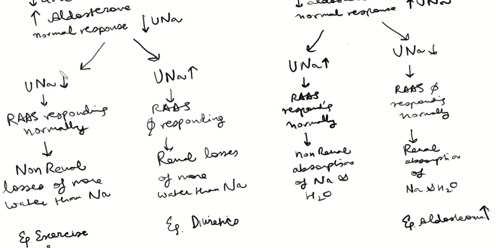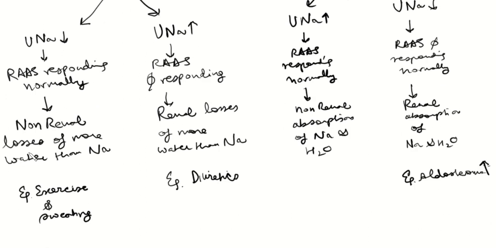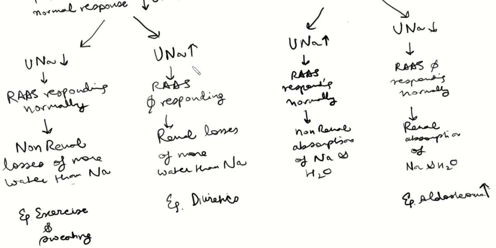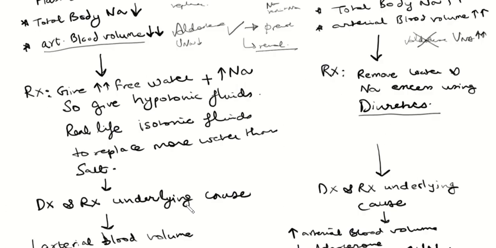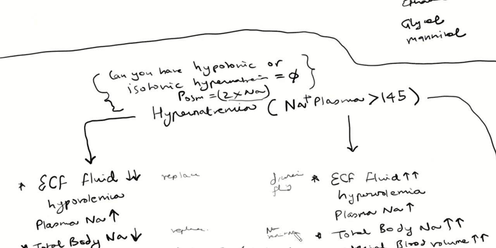Let's take a look. Urine sodium is low, aldosterone is responding normally, and so again, it's non-renal causes such as exercise and sweating. If the urine sodium is high, the aldosterone is not working and it's renal losses, for example, diuretics such as spironolactone. So see how simple this is, okay?